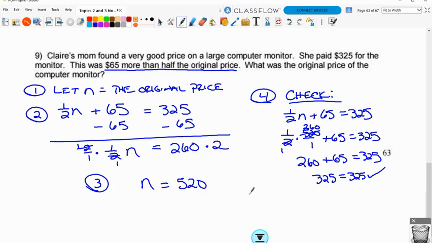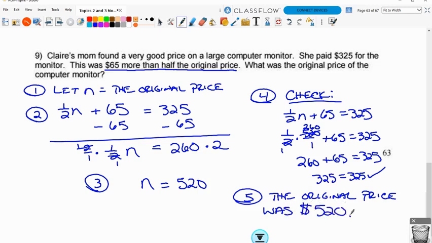And so the last thing we're going to do is write a final statement. Now, again, we were looking for the original price of the monitor. So we can say the original price was $520, which we just found here in step number 3.